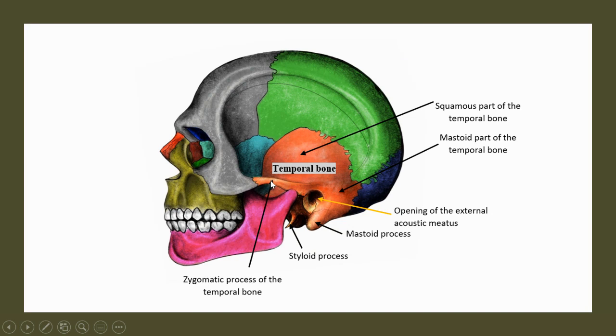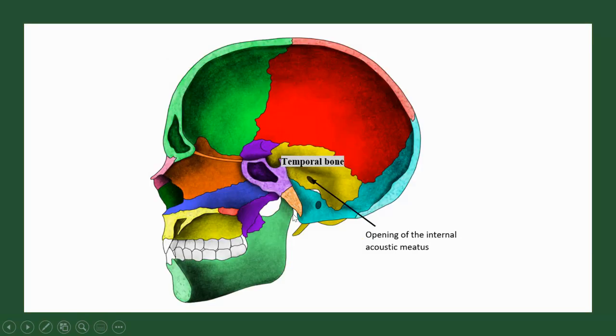Notice the zygomatic process of the temporal bone that articulates with the zygomatic process. Here you can see both the squamous and mastoid parts of the temporal bone. The opening of the external acoustic meatus is located here, the mastoid process and the styloid process.